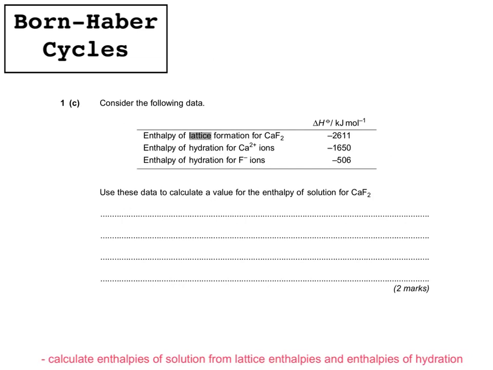The next aim is to be able to calculate enthalpies of solution from lattice enthalpies and enthalpies of hydration. Now I'm going to again do this via an example. It says use this data to calculate a value for the enthalpy of solution for CaF2. Now when you're actually working out enthalpies of solution, or you're using enthalpy of hydrations, you can just do a bog standard Hess law cycle in order to work this out.